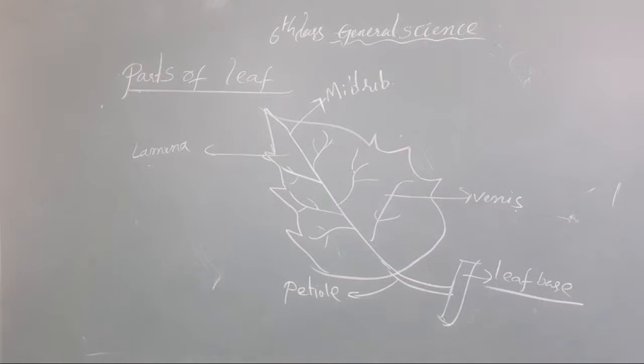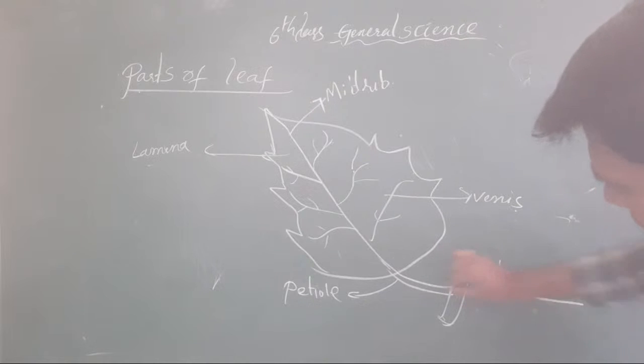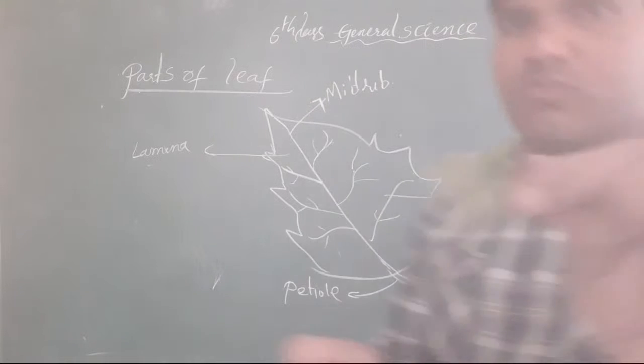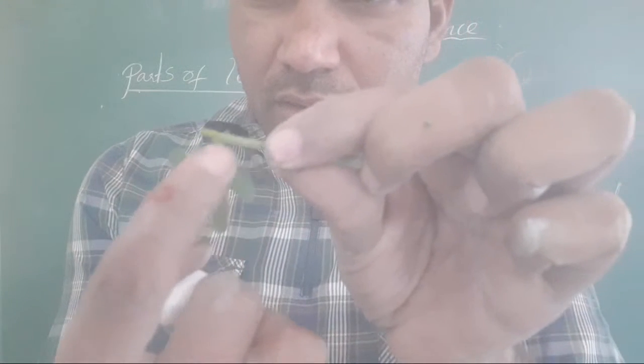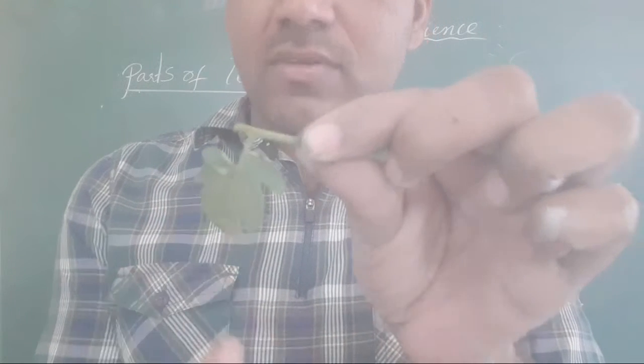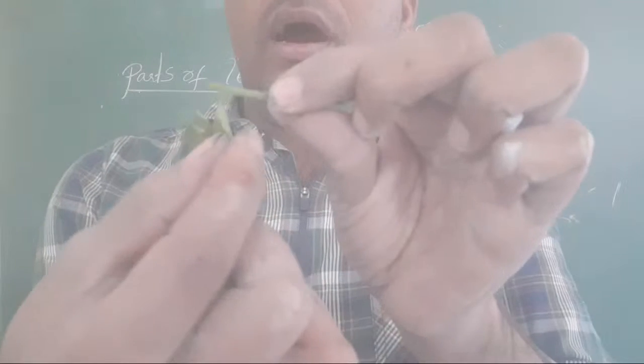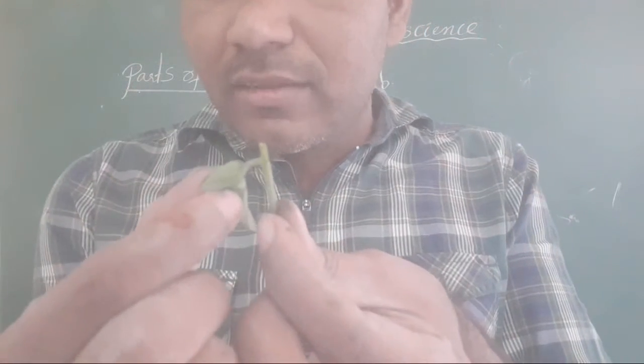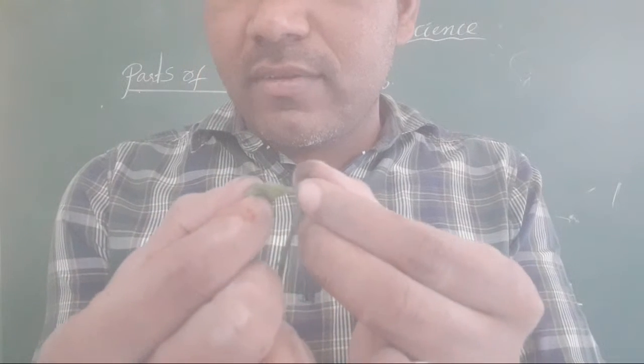Which one is the leaf base? The leaf base is this one. This is called the leaf base. Check here. That part which is connected with what? With our stem. This is the stem. This is called the leaf base. Okay, clear or not, all of you? It is directly connected with the stem. This is the leaf base.